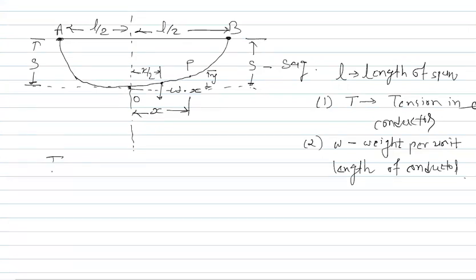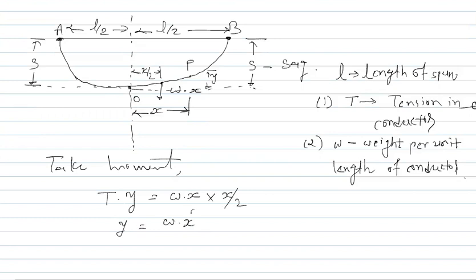So now taking the moment at O, these two forces are like that. One is T into Y, and the second is W into X. Why? Because W is the weight per unit length, so we have to multiply with this distance X. So we get the total weight of O and P, and it is away from O by X by 2 distance. Now from that, Y is equal to W into X square by 2 into T.